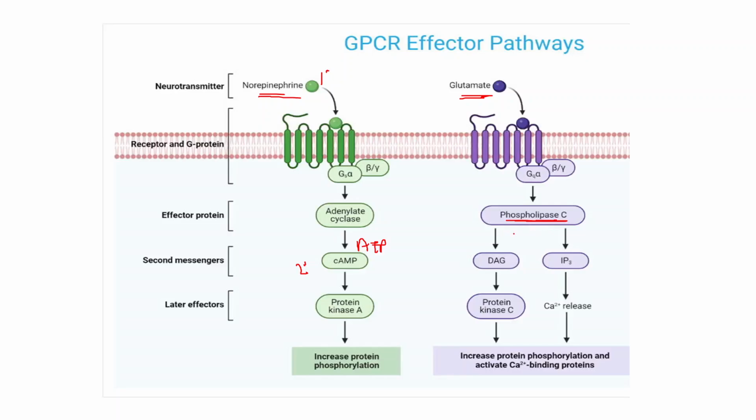Then it can lead to two types of signaling. First one is diacylglycerol, and the second one is inositol trisphosphate. This DAG will directly go and bind to protein kinase C and increase protein phosphorylation and activate calcium binding proteins. When IP3 is produced, it will go to the endoplasmic reticulum, where it activates the calcium ion channel and releases calcium ions, and this calcium ion will go and bind to protein kinase C.